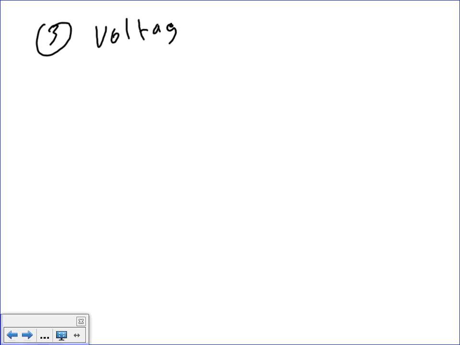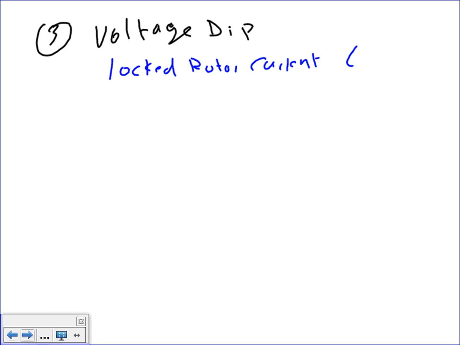Voltage drop. For the voltage drop, here's what you need to do. First, find the locked rotor current, or starting current. Locked rotor current, or another fancy name for it, starting current.